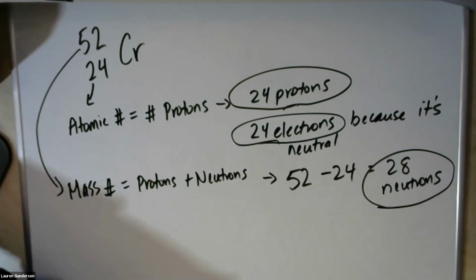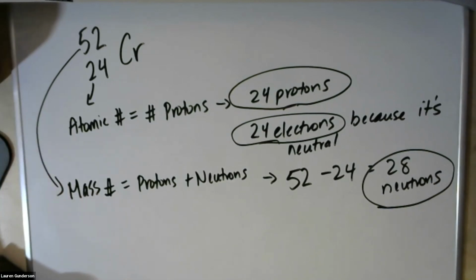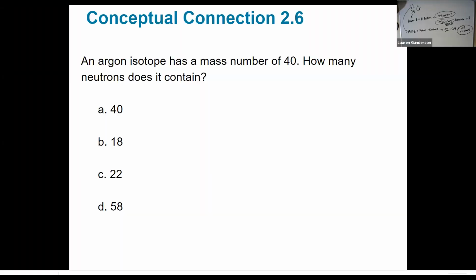Okay, let's take a look at the next conceptual connection question. Here we're told that an argon isotope has a mass number of 40. So the A value is going to be 40. How many neutrons does it contain?